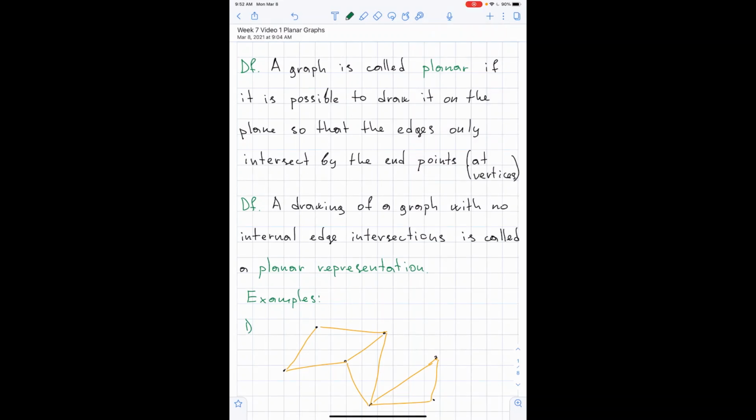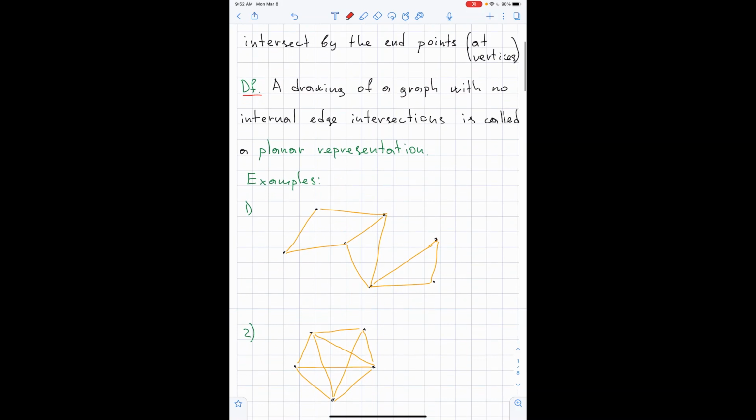Hello everybody. So today we will start talking about planar graphs, and I'll start with a definition. A graph is called planar if it is possible to draw it on the plane, so on the paper, say, so that the edges only intersect at the endpoints. So there are no internal intersections of edges. Another definition is that a drawing of a graph with no internal intersections, so the good drawing basically, is called a planar representation.